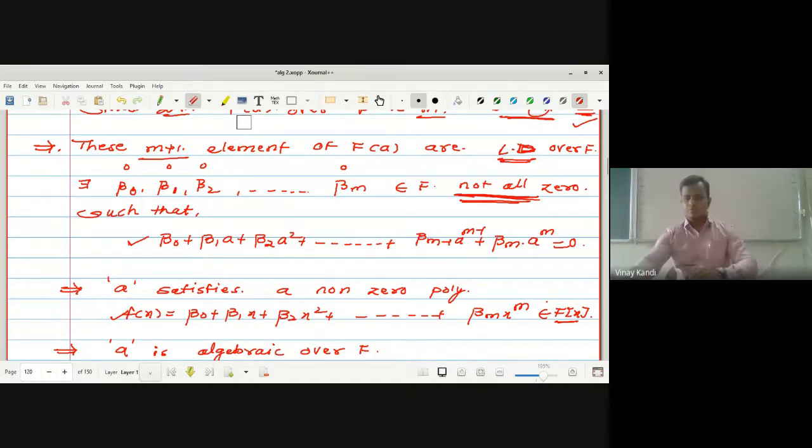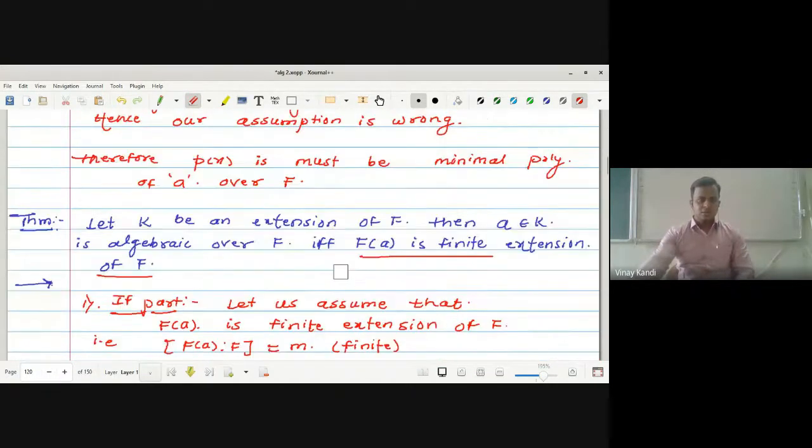Okay, so we saw in the previous lectures, let K be an extension of F. Then a belonging to K is algebraic over F if and only if F(a) is a finite extension of F.